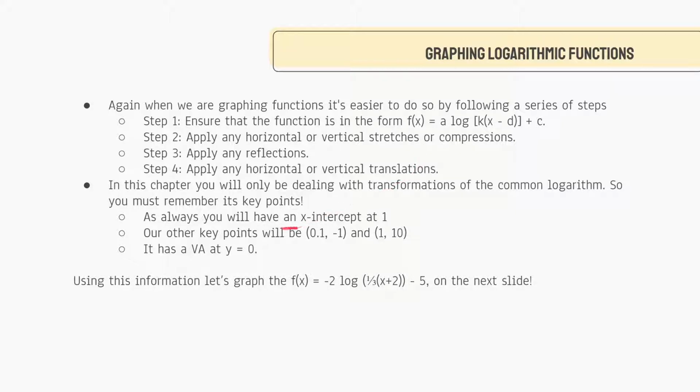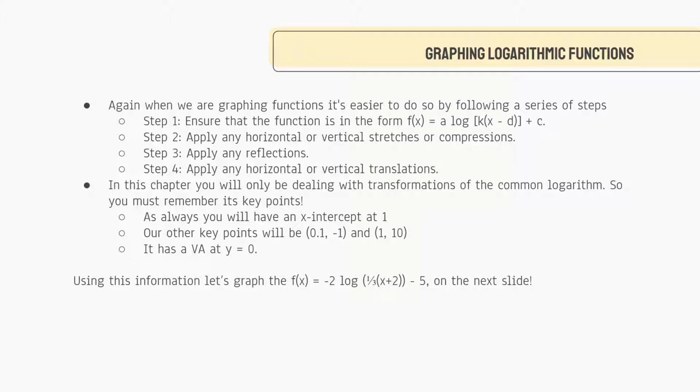For example, you'll always have an x-intercept of 1. So your key point will be at (1, 0). Next, you have to remember two other key points, which would be (10, 1) and (0.1, -1), because 10 to the power of 1 is 10, and 10 to the power of -1 is 0.1. So these are the values you must remember. Lastly, it is super important that you always label your vertical asymptote. Your vertical asymptote will be at x equals 0.